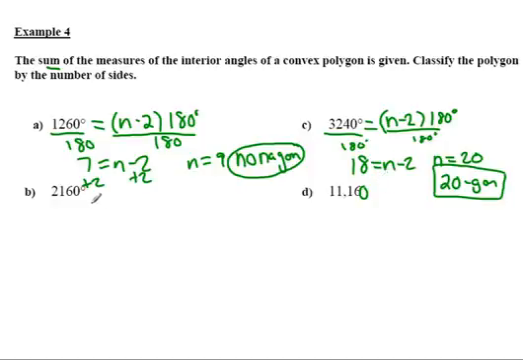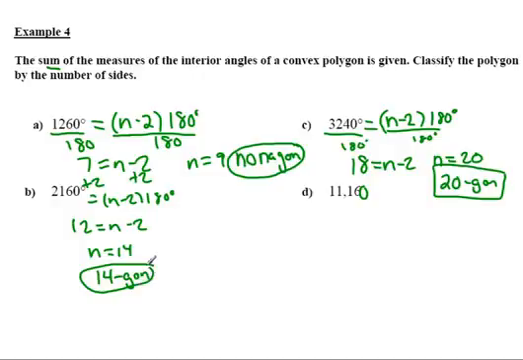Okay, welcome back. Again, we'll just set this n minus 2. Hopefully you already got your answers, so I'll go through these quickly. We'll divide both sides by 180. That would give us 12 equaling n minus 2, or that n equals 14. We would call that a 14-gon.